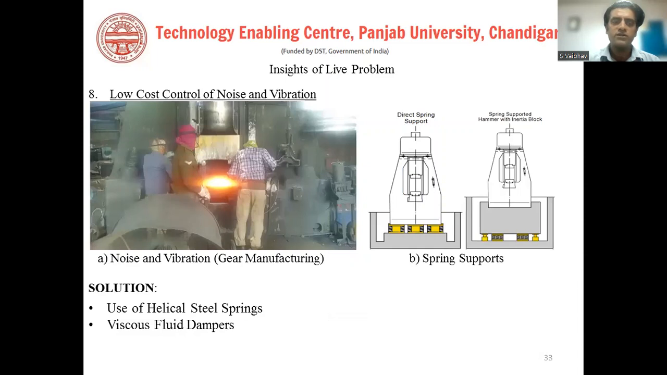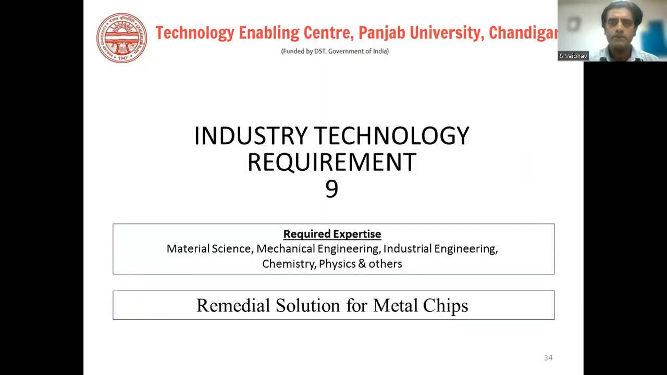The proposed solution is in terms of the use of helical steel springs and viscous fluid dampers. So we require expertise to make them. The next industrial technological requirement is for a remedial solution for metal chips.